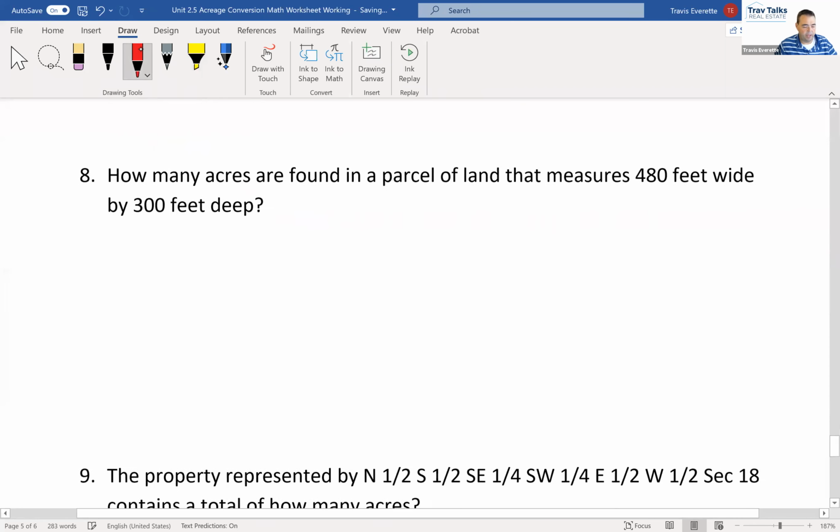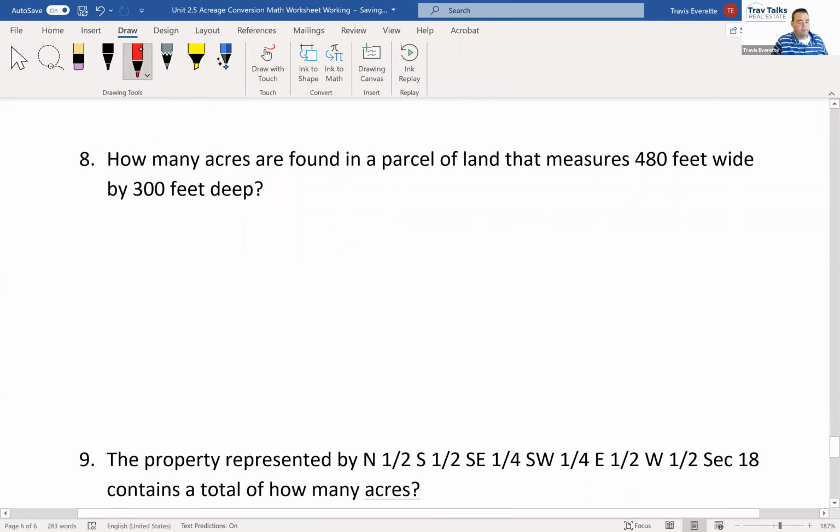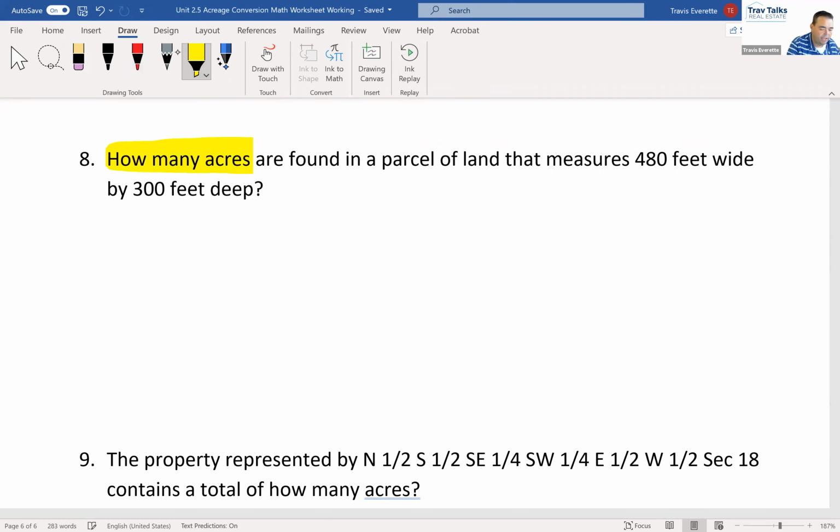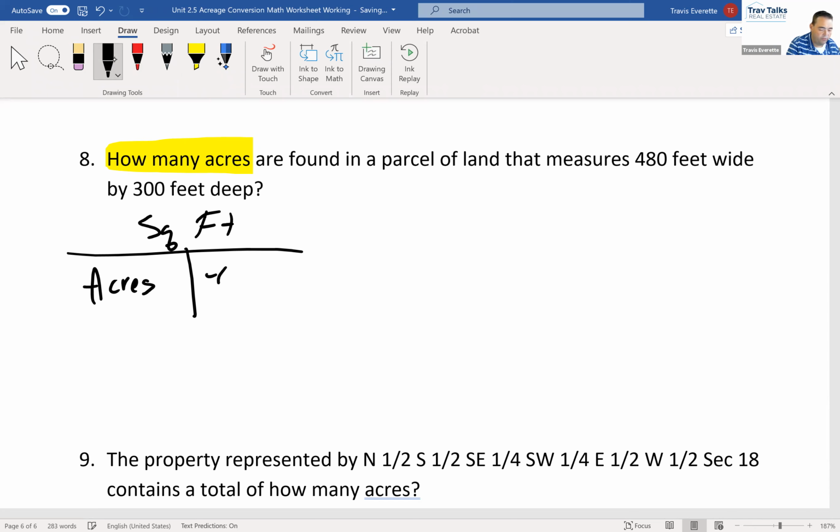Number 8, how many acres are found in a parcel of land that measures 480 feet wide by 300 feet deep? So here's my question. How many acres? I'll write my formula out. I only know one formula that has the word acres in it. It has square feet on top and 43,560 on the bottom. Remember, that's just a memorized formula. I didn't put acres there because it was what I was looking for. I put it there because that's where it goes. It's the only formula that has acreage in it, and it's the way it's always arranged.